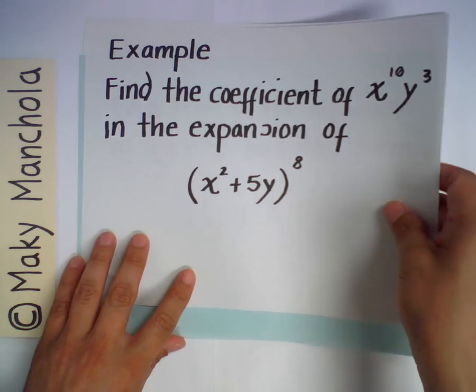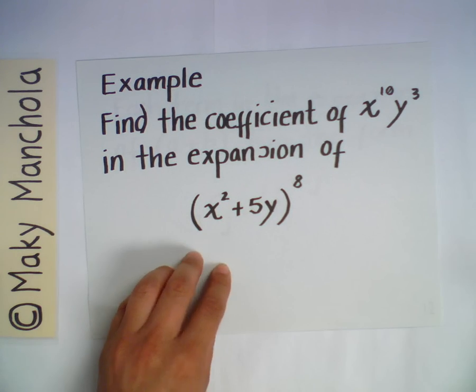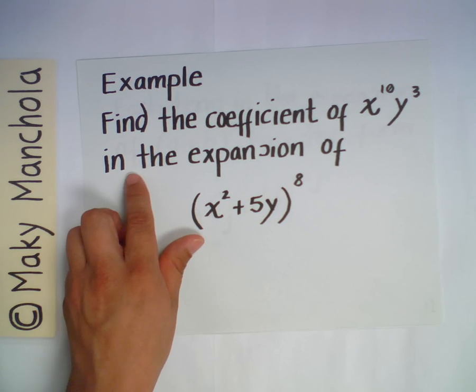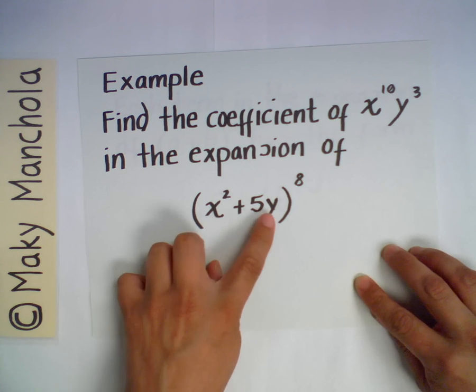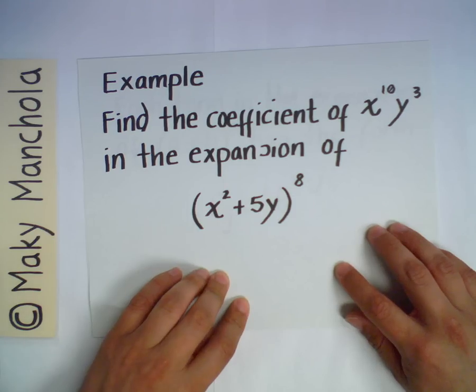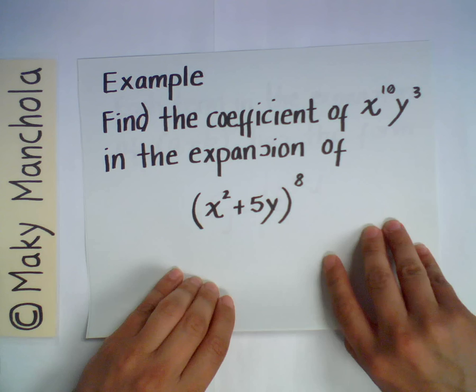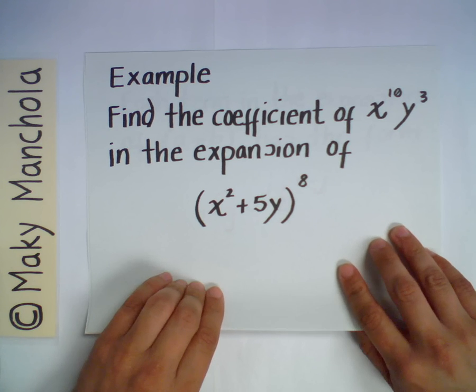Find the coefficient of x to the 10th y to the third in the expansion of x squared plus 5y raised to the 8th power. Now we're going to propose a rather direct way of getting that coefficient.